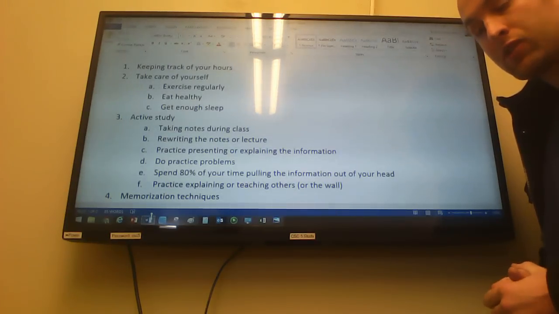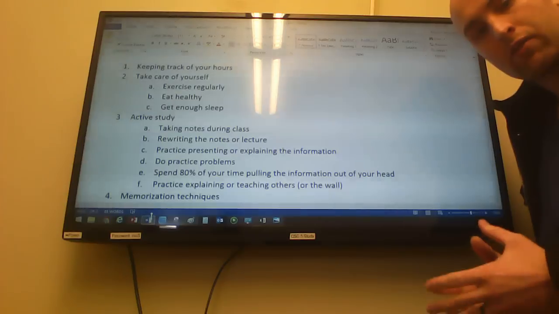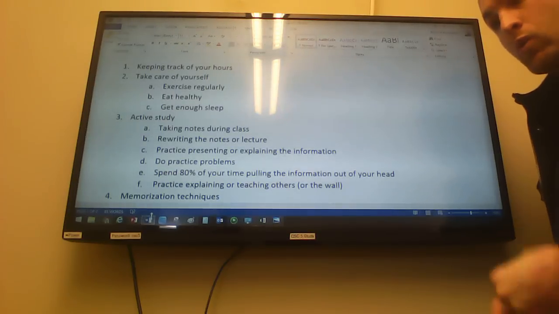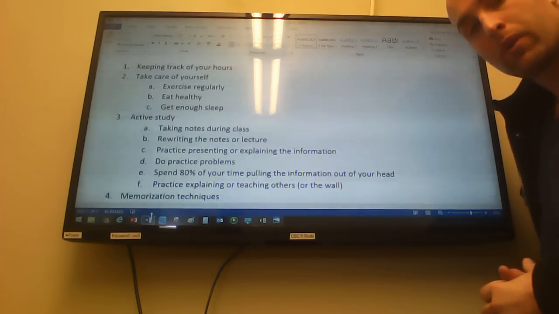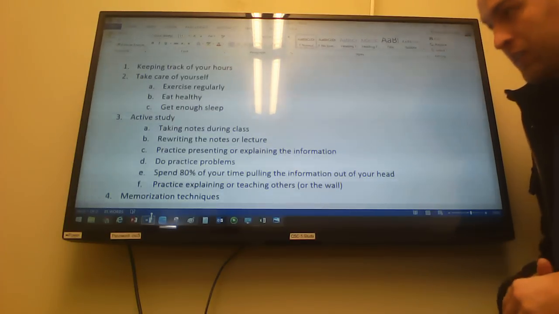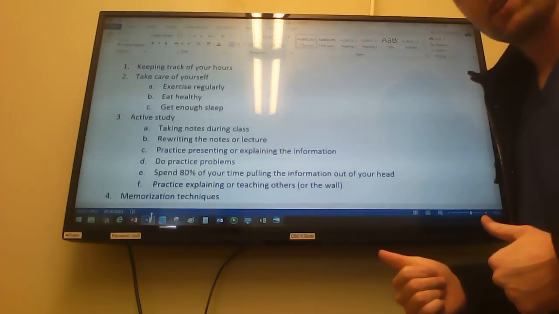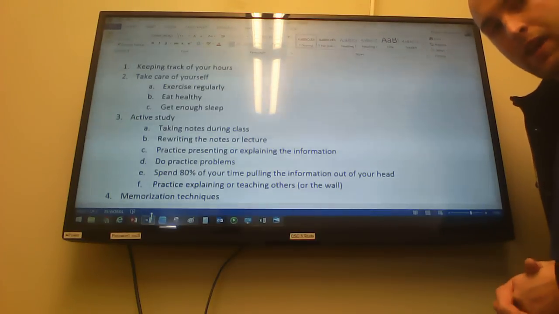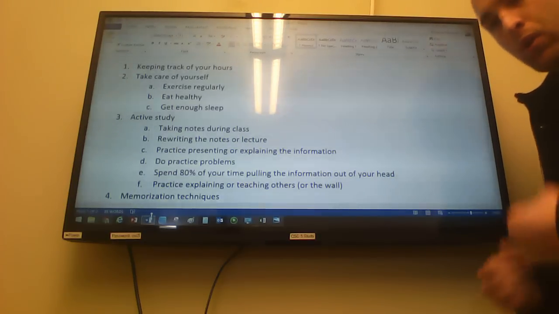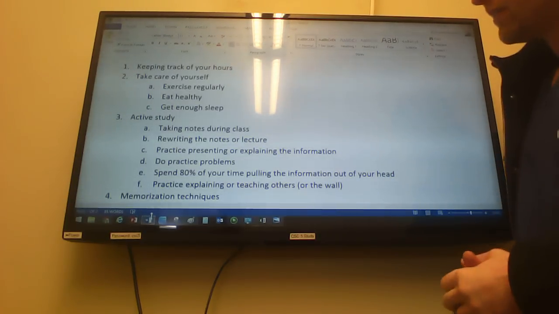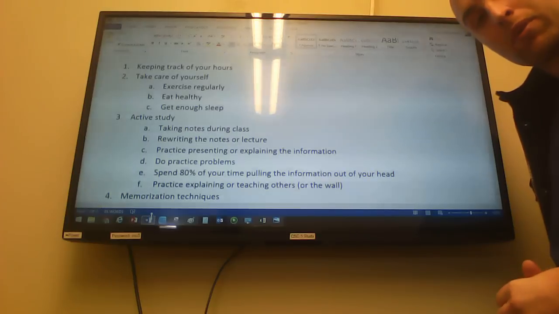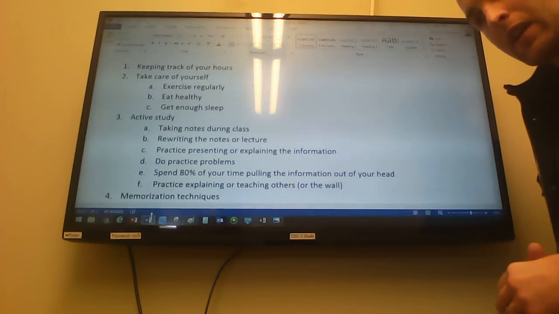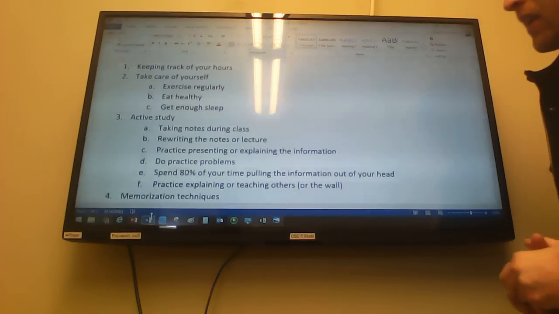Or maybe trying to see if you can make test questions out of the information on the PowerPoint. That would be another form of active studying. Or maybe trying to explain what's on the PowerPoint to another person. That's another form of active studying. Active studying is good. Passive studying, you need to drop it down to maybe 20% of your time. 80% of your time should be pulling the information out of your head. They've done studies on this, and that's the ratio they came up with that was the most successful for the highest grades or the highest success rate in retaining information short and long term.